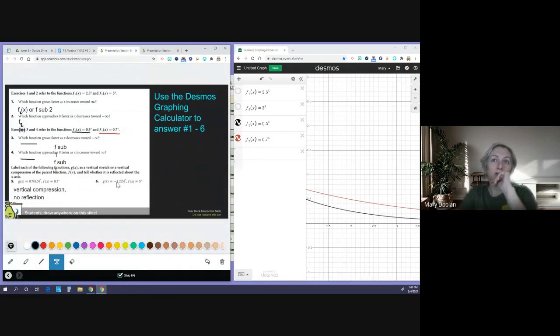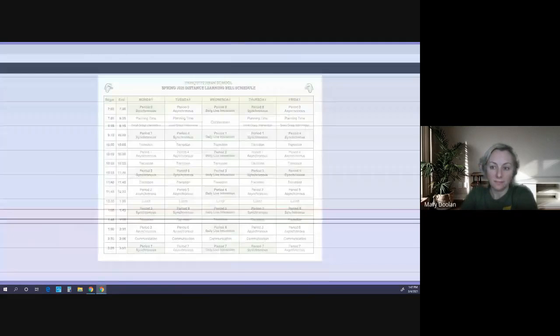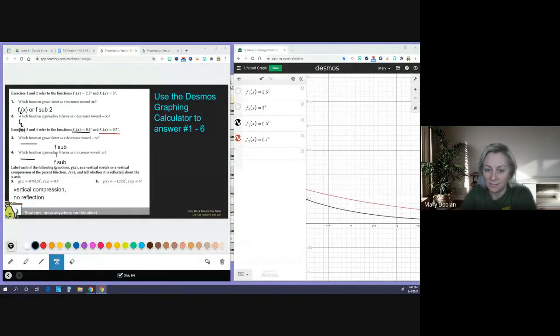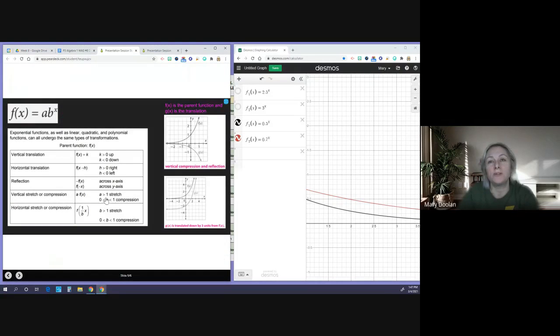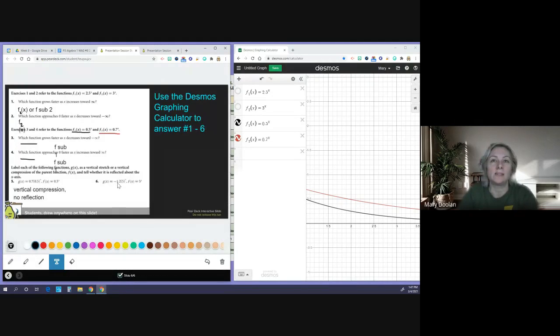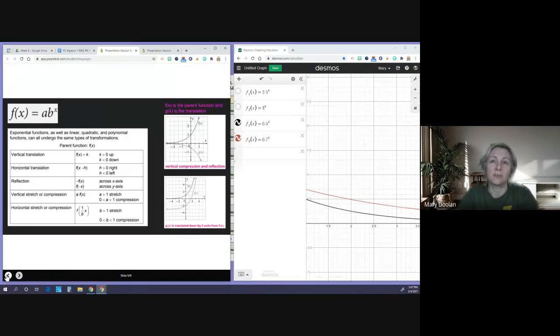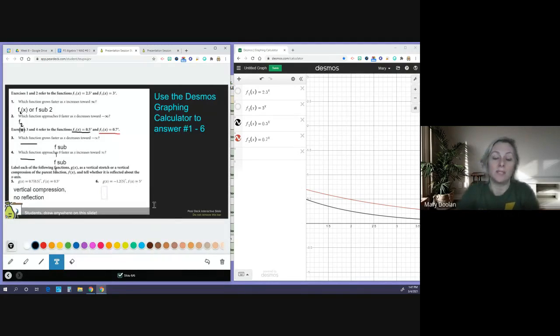So g of x as a vertical stretch or vertical compression. Vertical stretch or compression, is a bigger than 1 or is a between 0 and 1? A is negative 1 and 2/10. Well, if I don't include the negative and just look at the absolute value, it is bigger than 1, so that is a stretch. But then it's also a reflection because I have the negative there. Okay, so this time it is a vertical stretch and reflection.